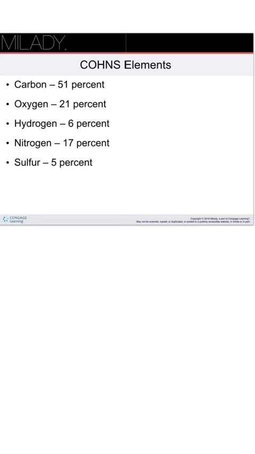What are the percentages of these elements that the hair is comprised of? Carbon, 51%. Oxygen, 21%. Hydrogen, 6%. Nitrogen, 17%. And finally, sulfur, 5%. So COHNS: 51, 21, 6, 17, and 5. Important to remember.